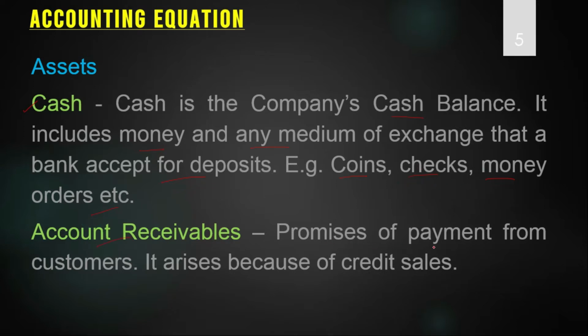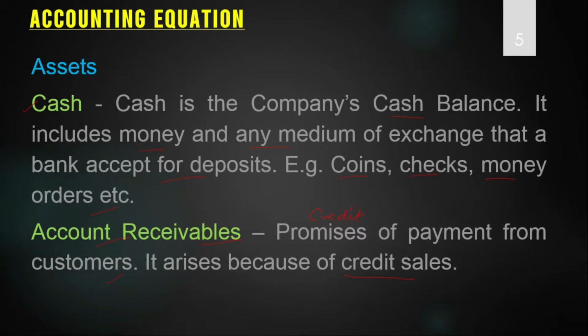Account receivable is the promise of payment from customers whenever goods are sold on credit. In case of a credit sale, you do not receive cash immediately. You will receive the amount on a future date after a few days. Until you receive the payment from your customers, the amount which is due to be received from them is called account receivable, and it is an asset. The account receivable arises because of credit sales.